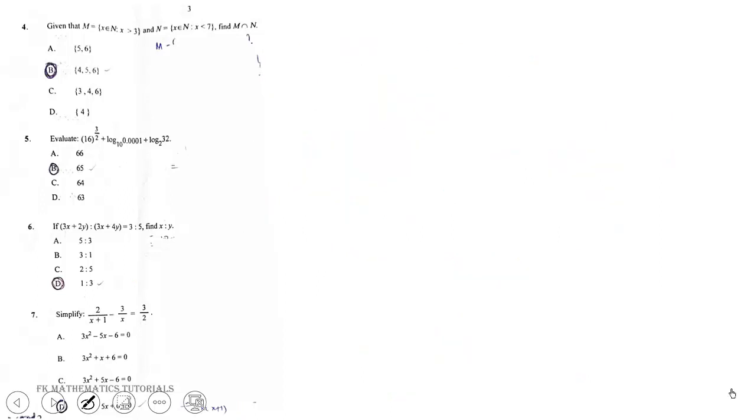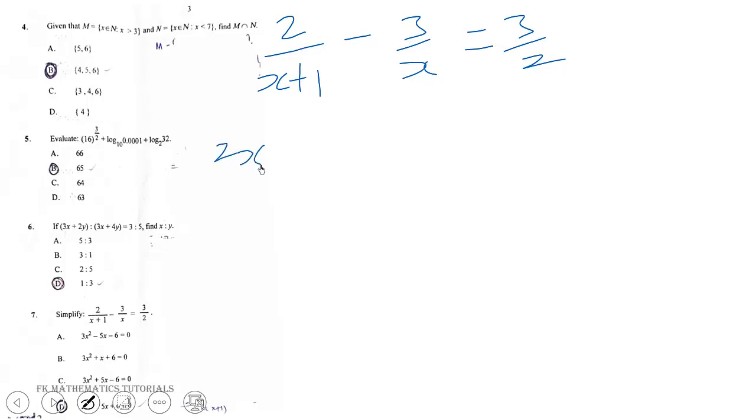Now we have to simplify 2 over x plus 1 minus 3 over x is equal to 3 over 2. So what do we do? We multiply through by the LCM, which is x plus 1 times x times 2. So we have 2x into bracket x plus 1 as the LCM. Now times all the terms.